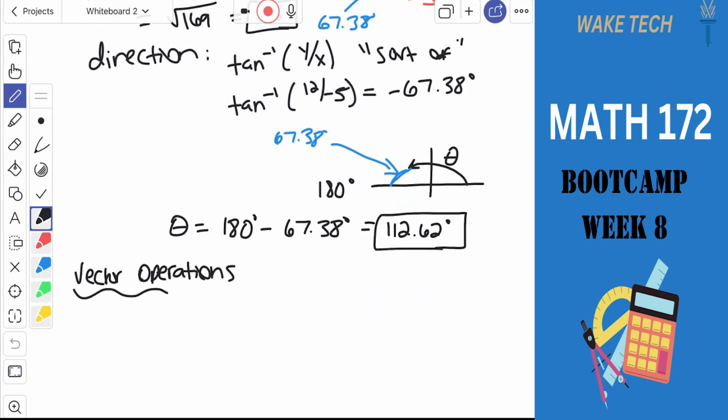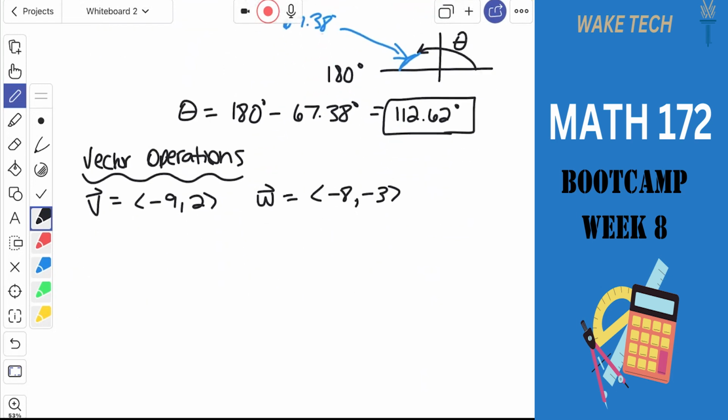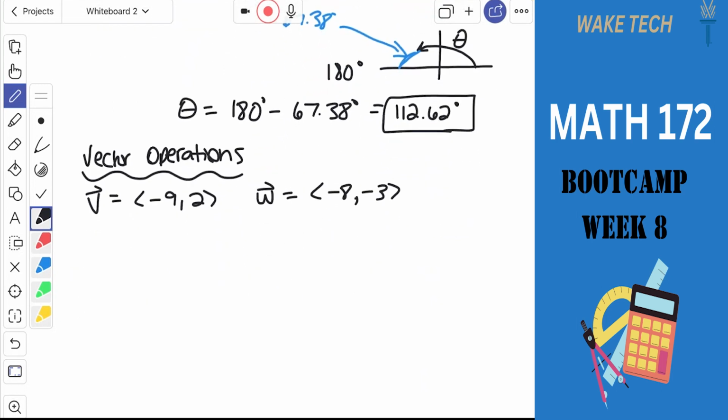So let's say that now we've got two vectors. Vector V is <-9, 2> and vector W is <-8, -3>. There's a bunch of things we can do with these vectors. We can add them together. So if we want to add V to W, that essentially means we're adding <-9, 2> plus <-8, -3>.